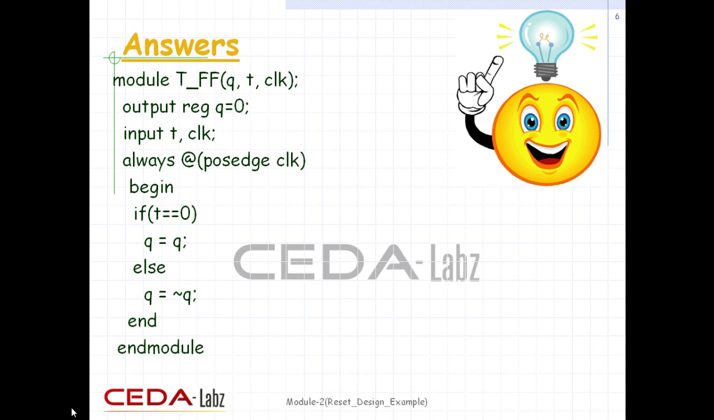And here is the code for that. It starts with the module name, port list containing Q, T, and clock. Here, Q is declared as output. But as you can see, Q is also initialized as 0. We'll explain why. Then, T and clock are declared as input.